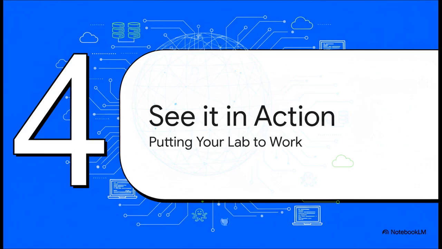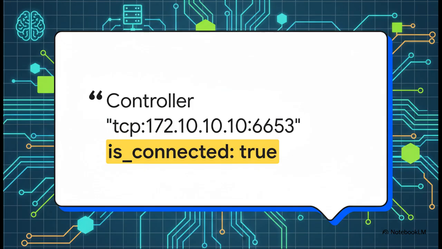But how do we know it's actually working? Let's walk through the verification steps, which are laid out perfectly right there in the GitHub README. First things first, you've got to check if the switches are actually talking to the controller. So you run this ovs-vsctl show command, and you're looking for one beautiful line. Is connected true. When you see that, you know the brain of your network is successfully connected to its body.